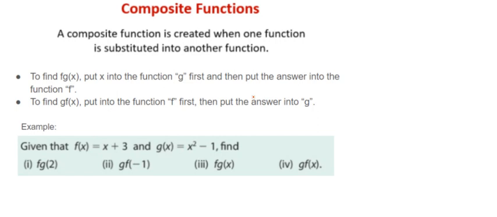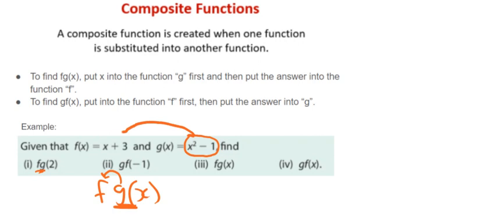Look at the first one here, you're asked for f of g of x. It's always the one closest to the bracket. So g is closest here, so I'm going to put the function g into f. That means I'm going to take what g of x is, which is x squared minus 1, and put it in instead of the x in f. So I'm going to put that function in instead of the x in the other function.